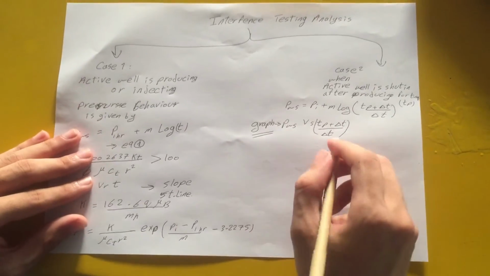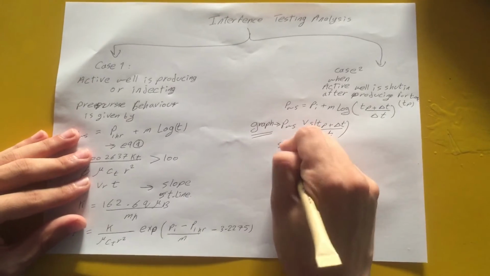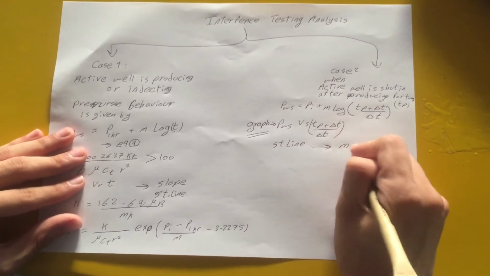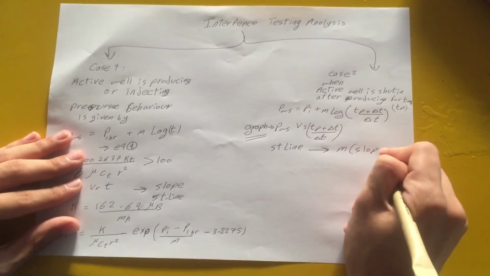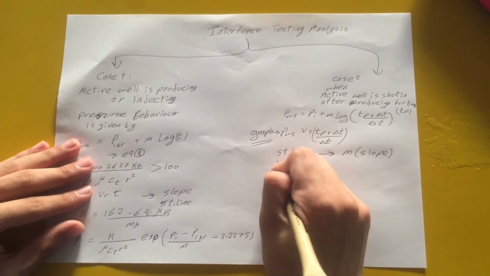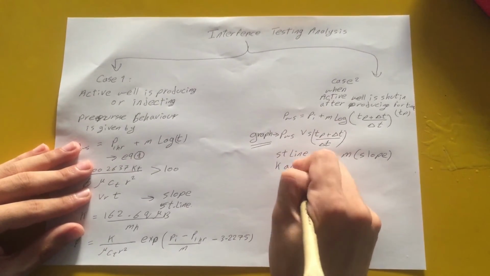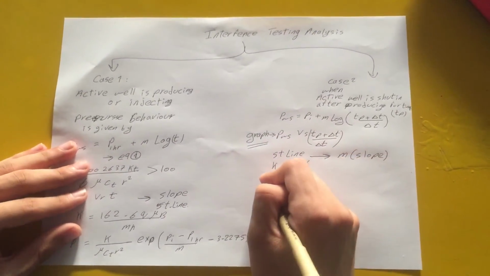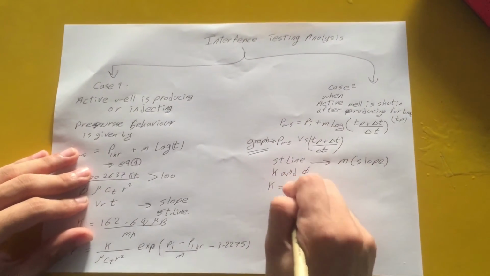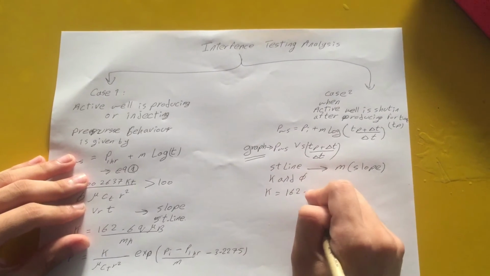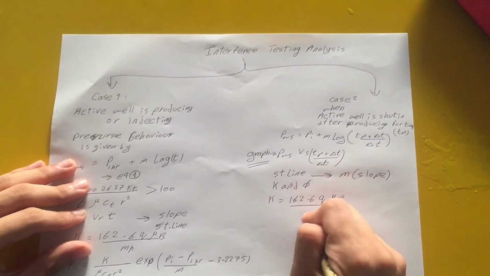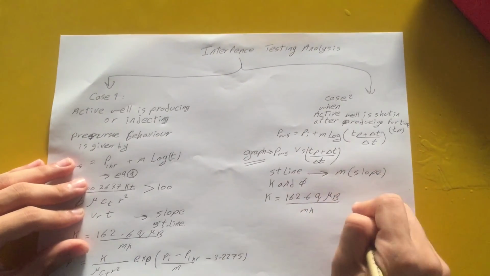Then from that graph we will get a straight line, which will lead us to calculate the slope, which is M, and we can calculate the K and the porosity. How can we calculate the K and the porosity? Like that: K equals 162.6 Q viscosity over P over mH, so we can get the K.